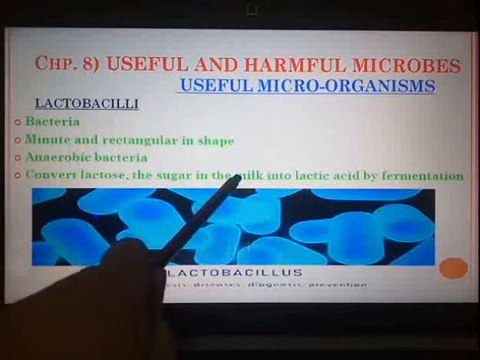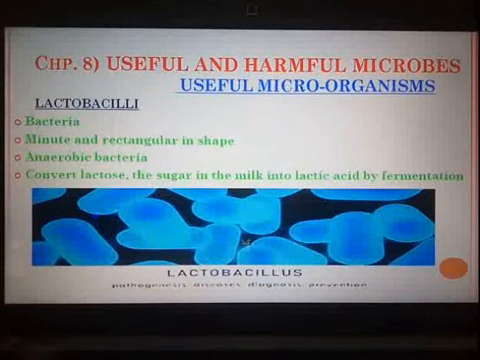sugar present in milk, into lactic acid by the process of fermentation, and hence they are extremely useful in the manufacture of milk products like yogurt, buttermilk, ghee, cheese, also for the large scale production of cider, cocoa, pickles of vegetables, and n number of uses. Due to a variety of uses for human beings, they are called useful microbes.